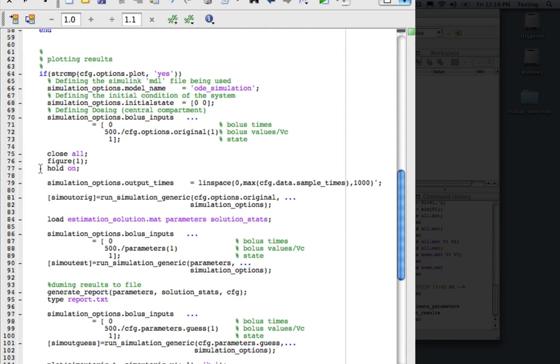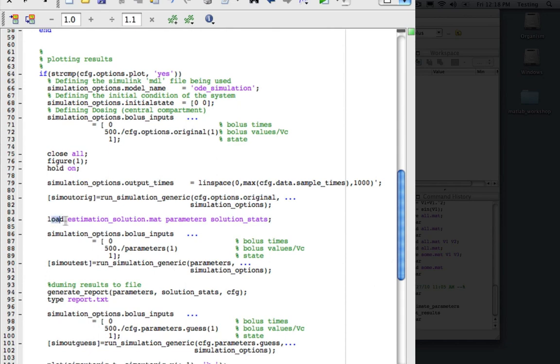Then I close all the figures. I open a figure. I turn hold on. I set the output times to go from 0 to the maximum sample time. And I tell it to have 1,000 increments so that it'll be a smooth and continuous output profile. And then I run my simulation, but I run it first with the original parameters, and I store those in SimOut_orig. So I'm using the actual original parameters that I stored above here.